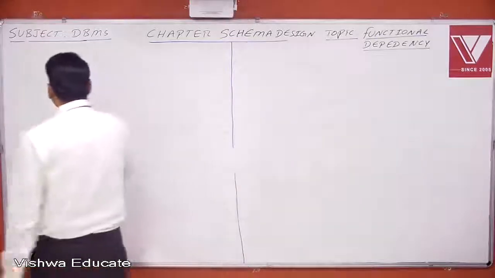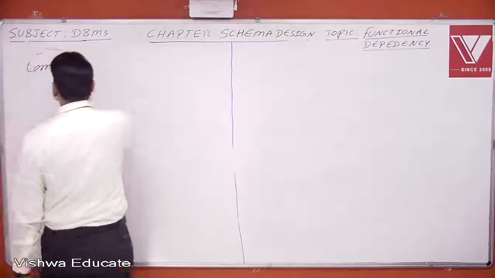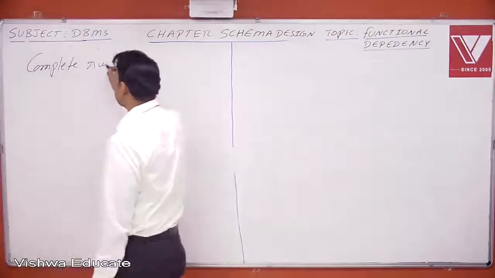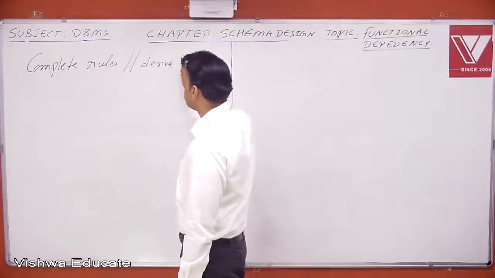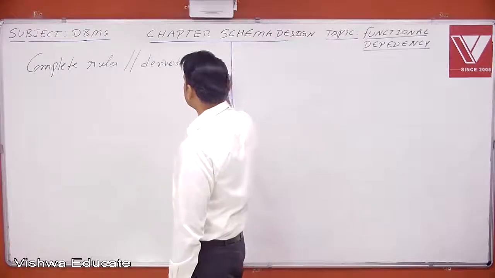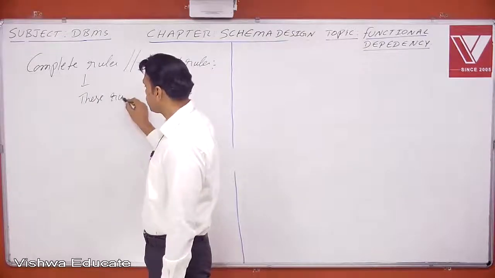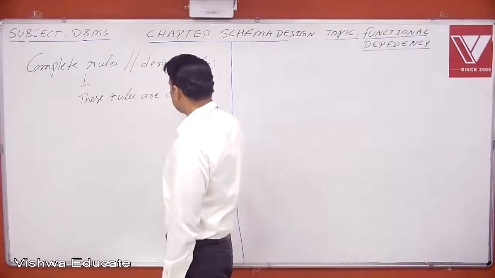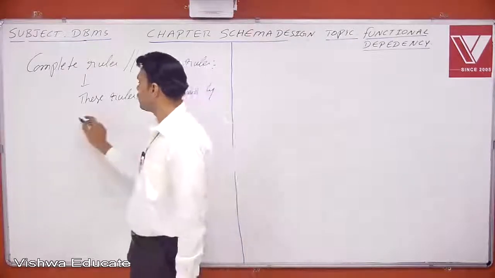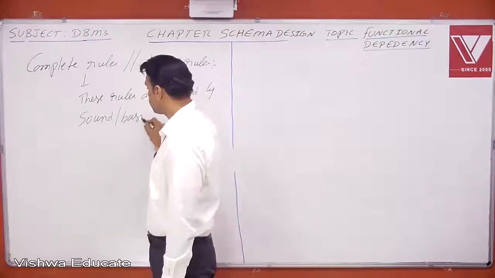Now we will see complete rules, also known as derived rules. These rules are derived by sound or basic rules.